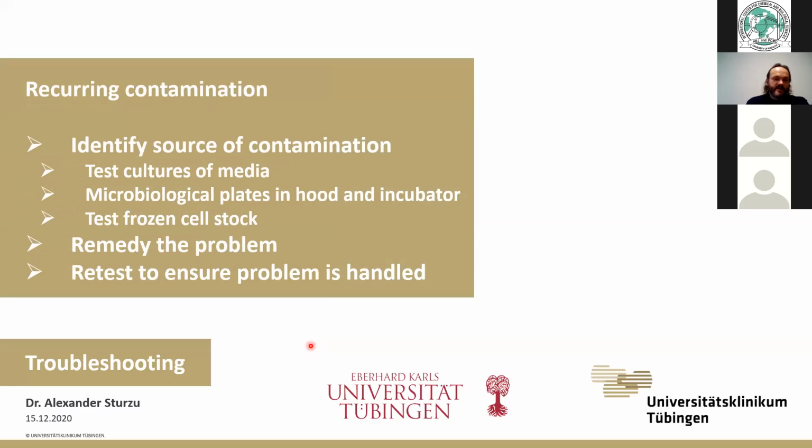The first problem, the recurring contamination: it is important to identify your source of contamination. This can be either your cell culture media or your work area. So for your media, you can do test cultures with just your media in your incubators. And then you can test your growth media, your bovine serum, your PBS, your trypsin. Then next you can see if you have a contamination in your incubator or in your flow hood.